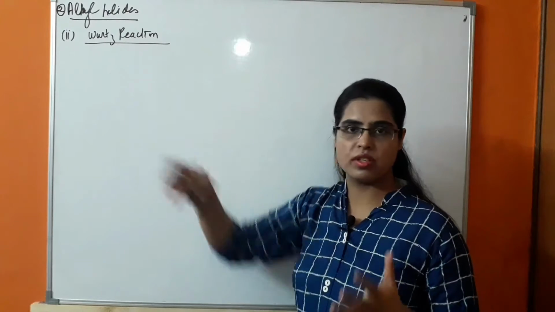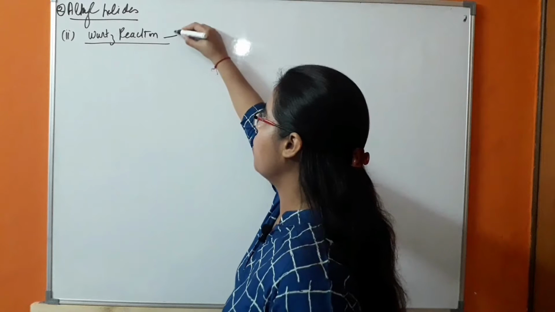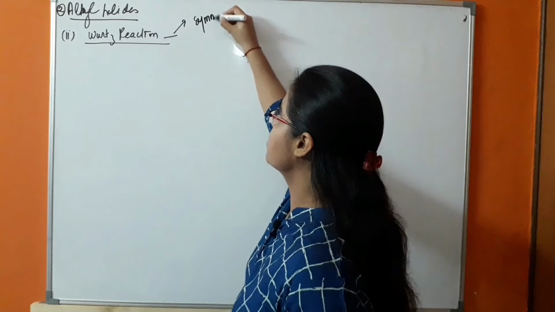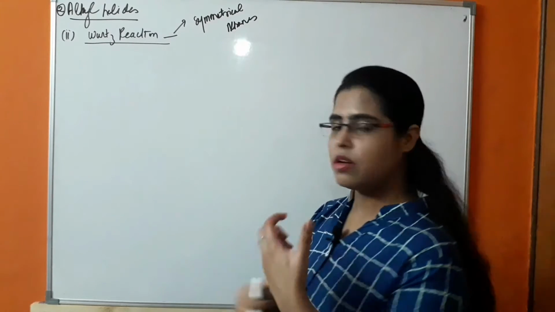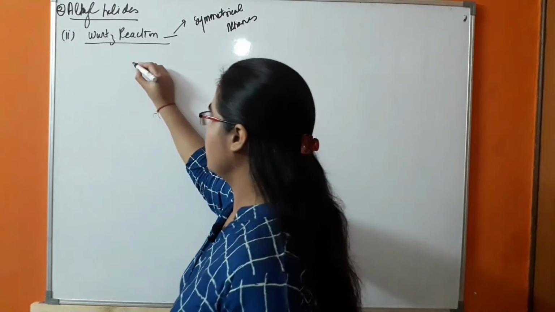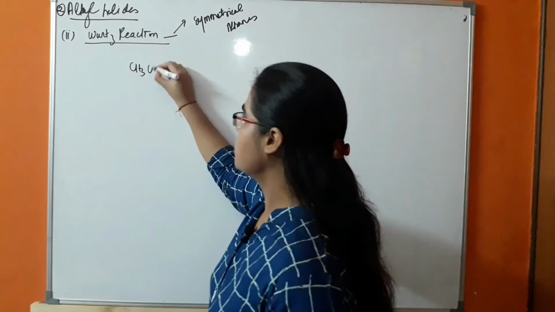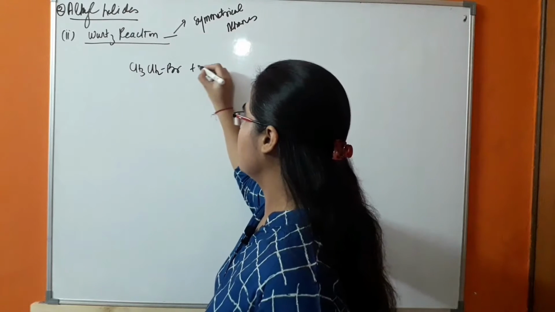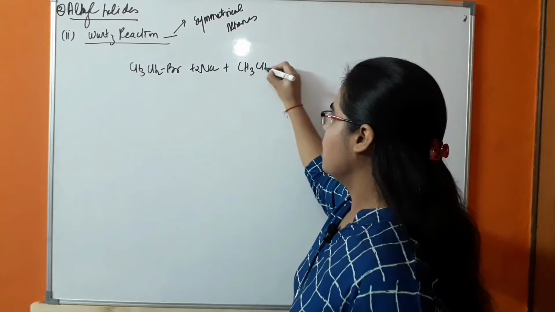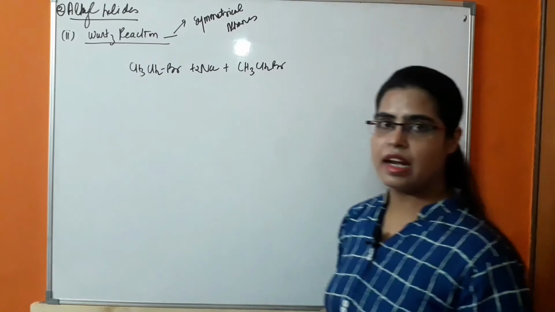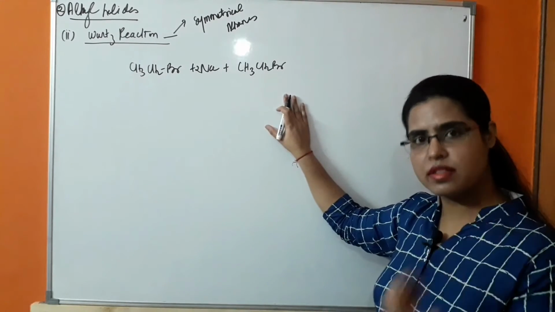The next reaction by which we can prepare alkanes from alkyl halides is the Wurtz reaction. This is a named reaction, so it is a very important reaction. This reaction is generally used for the preparation of symmetrical alkanes. So first of all, what will be the reaction? In this reaction, an alkyl halide, generally bromides and iodides, CH3CH2Br, in the presence of sodium reacts with another molecule of alkyl halide. In this case, the alkyl halides taken should be the same.